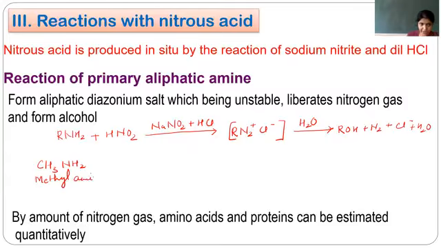Reaction of methylamine with nitrous acid. This nitrous acid is produced by the reaction of sodium nitrite and HCl. First, there is the formation of methyl diazonium chloride.